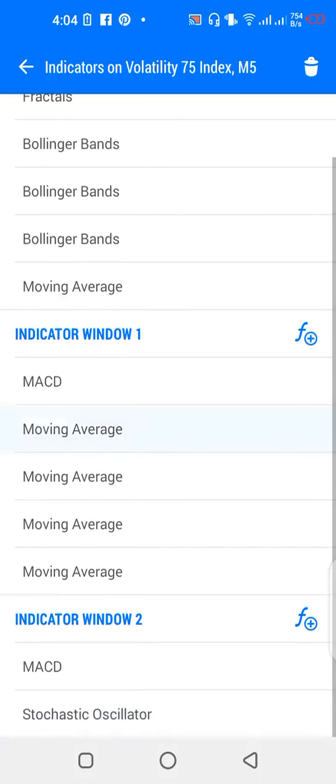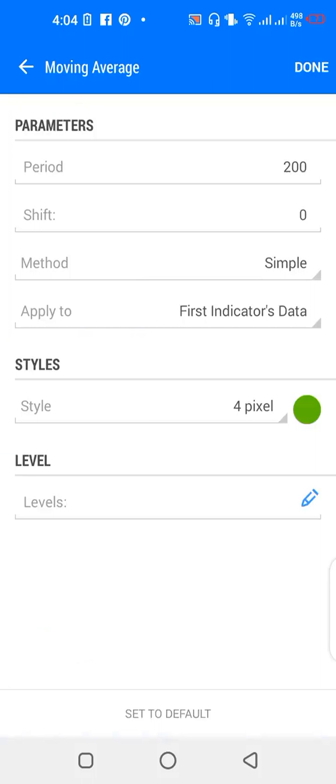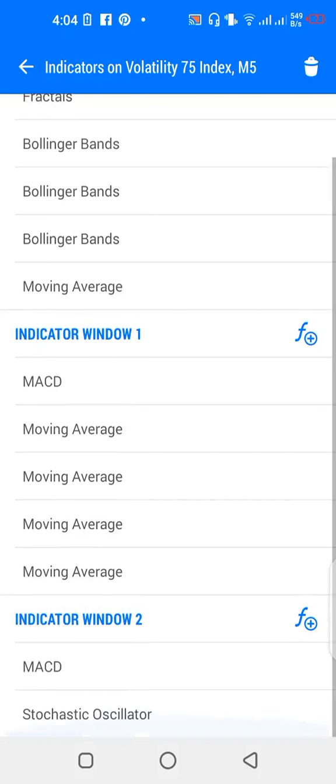After the MACD, we have moving average. The period is 200. Shift is 0. Method is simple. Apply to first indicator's data. The color is green. Then the second moving average. Let's look at the parameters for the second moving average.